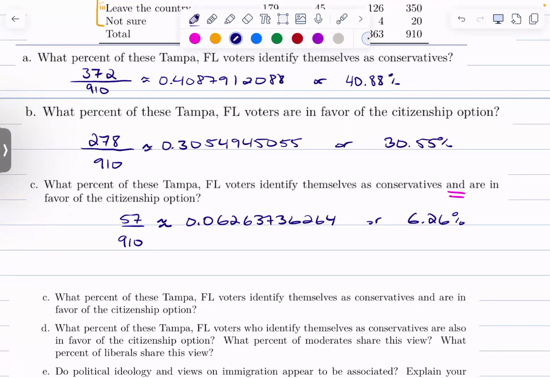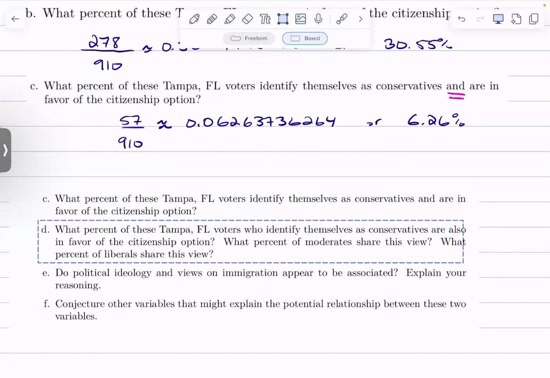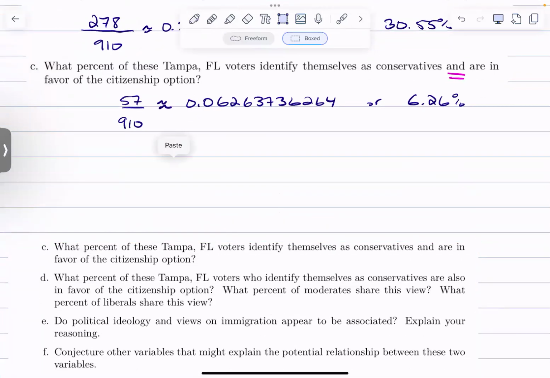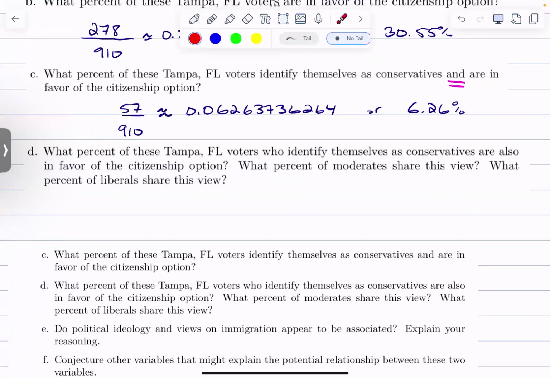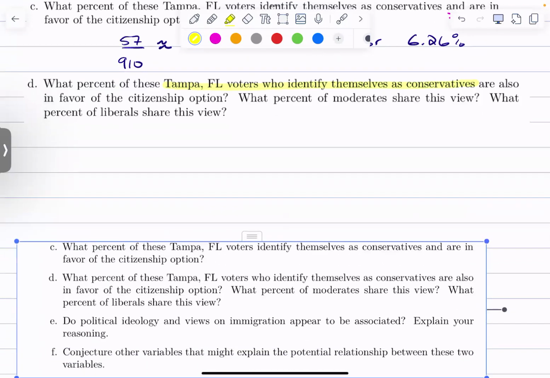It's going to take some practice figuring out what the total is. So far, it's been just the grand total every time. But how about, I'm assuming this next one, we won't be so lucky. I am assuming, though, I haven't read it yet. Well, I'll be darned. What percent of these Tampa, Florida voters who identify themselves as conservatives, right? That's going to adjust your total, right, that you're interested in. So they have to be a voter, obviously, and they have to be conservative, right? That changes your denominator. But we also want to know they're in favor of the citizenship option.